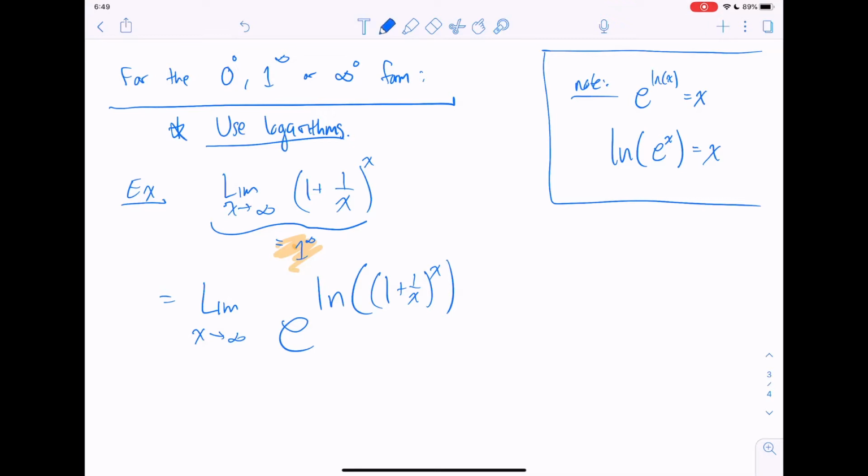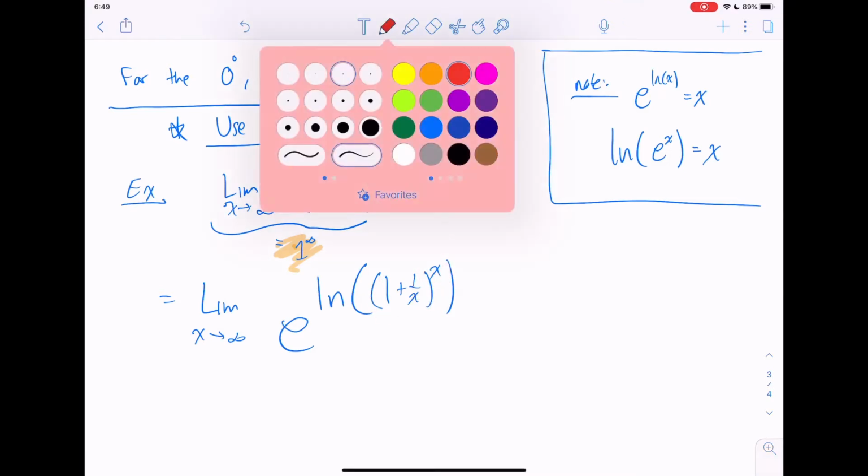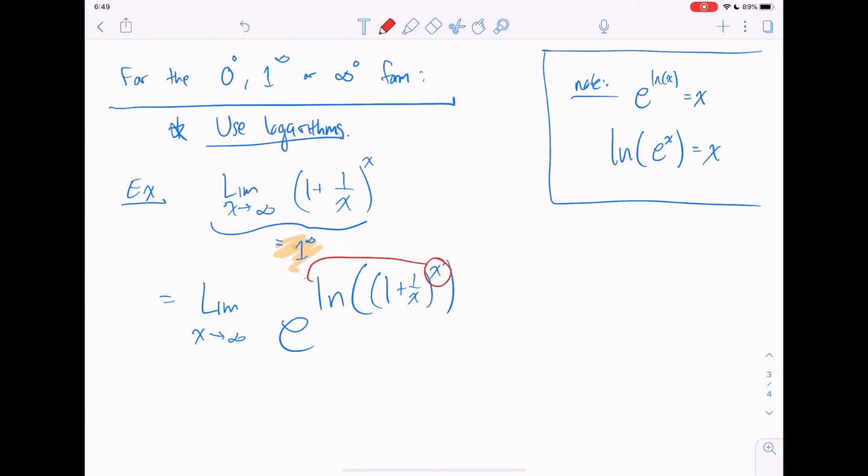Another rule to remember is the power rule, which says that for the logarithm of something to a power, I can take this power and move it down front. At the same time, the exponential is a continuous function, so this limit can move upstairs as well. And this is equal to e to the limit as x goes to infinity of x times the natural log of 1 plus 1 over x.